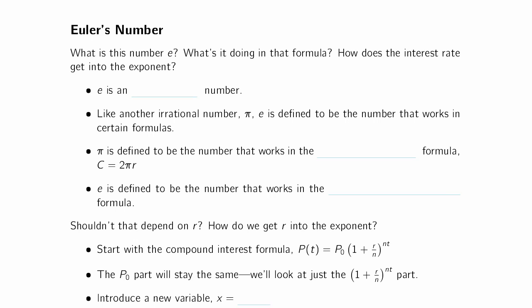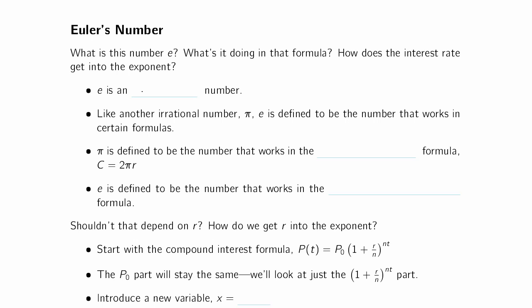So in the last video, we met the interest compounded continuously formula, and we had a lot of questions about it. For example, what is that number e? What's it doing in that formula? How the heck does the interest rate go from being in the multiplier to being in the exponent? Well, let's start by talking about that number e.